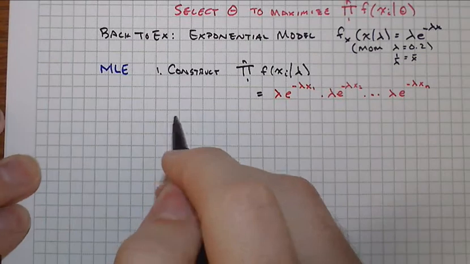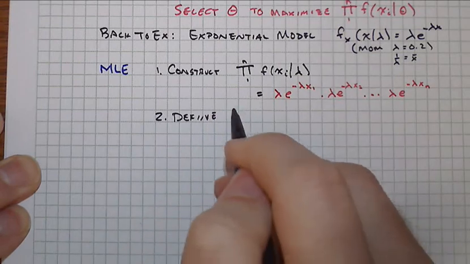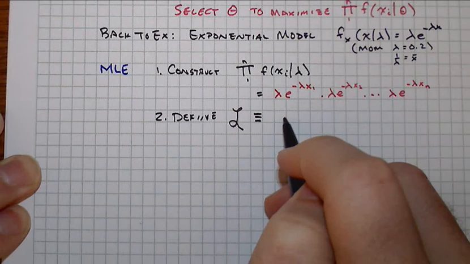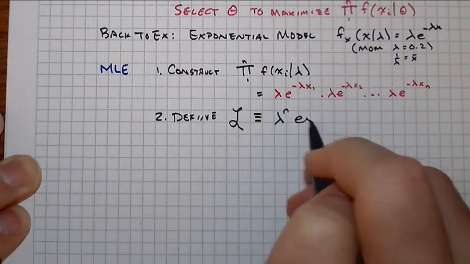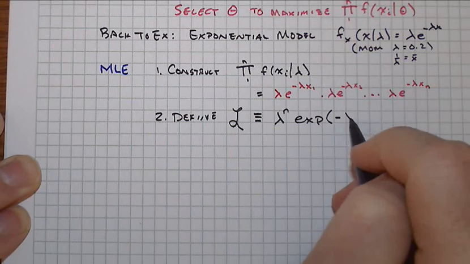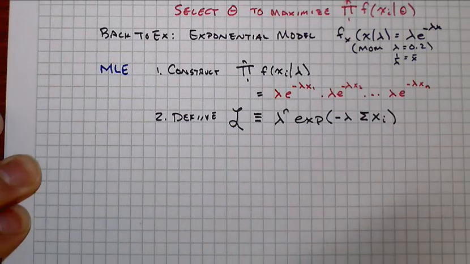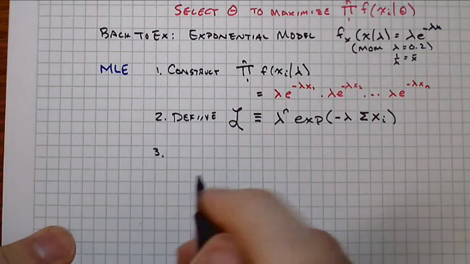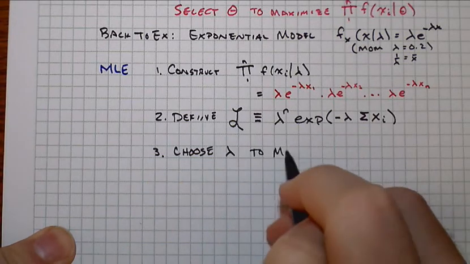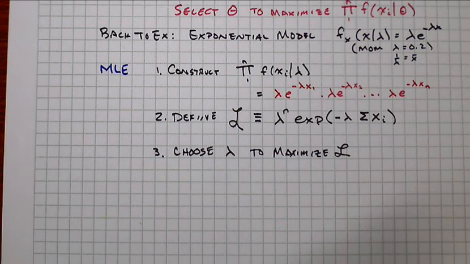And so now what we're going to do is we're going to define our likelihood function. We'll call that L. And it's going to be equal to this guy right here. So that's lambda to the n and exp, and then all this stuff, e raised to that, which is going to be, after we factor out the lambda, the sum of all the xi values. And then what we want to do is to choose our lambda to maximize our likelihood function. And there's two different common ways that we might approach that.